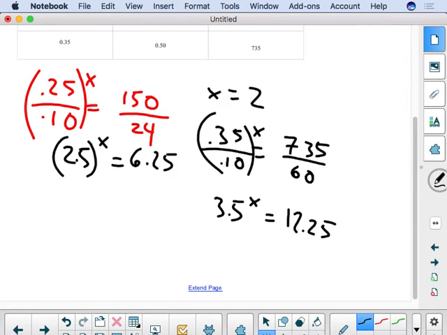12.25. Does 3.5 squared equal 12.25? Close enough? Yes. Alright, so that confirms that x equals 2. We feel good about that.